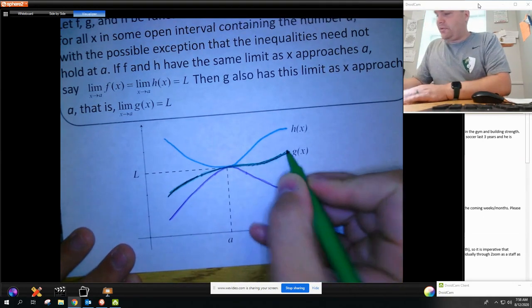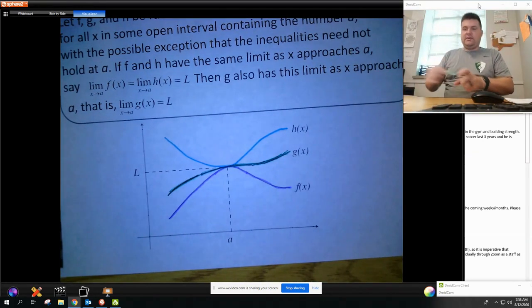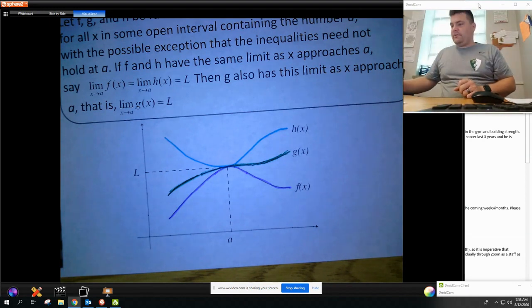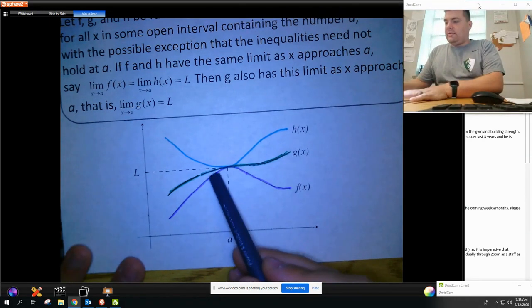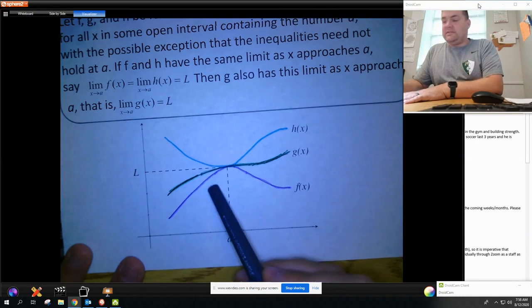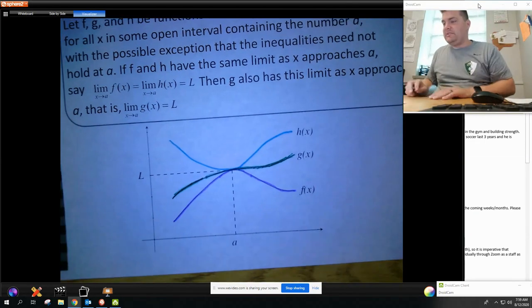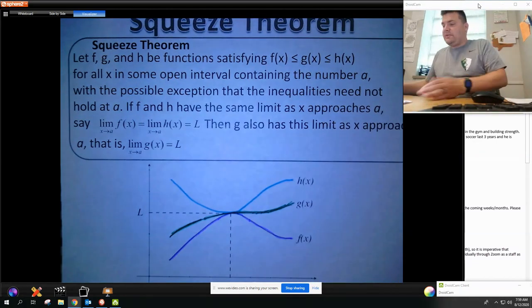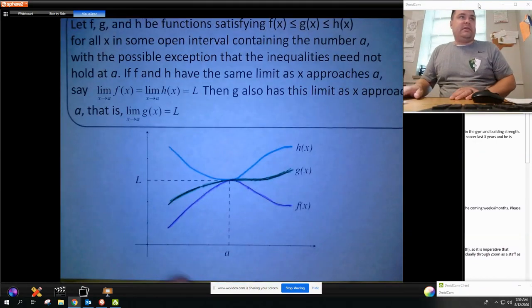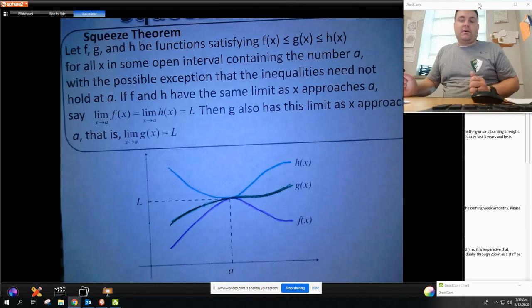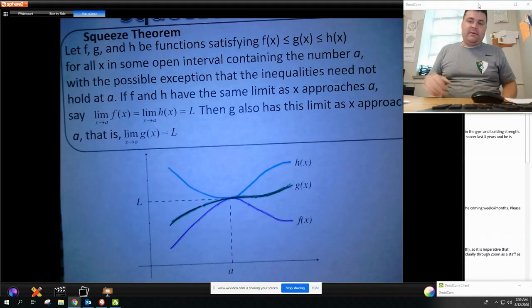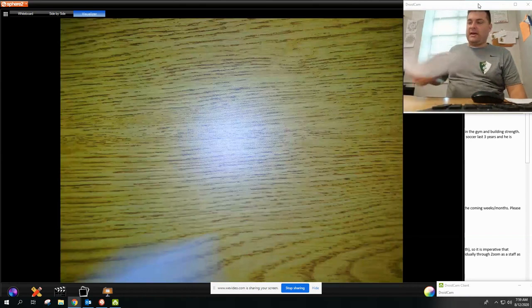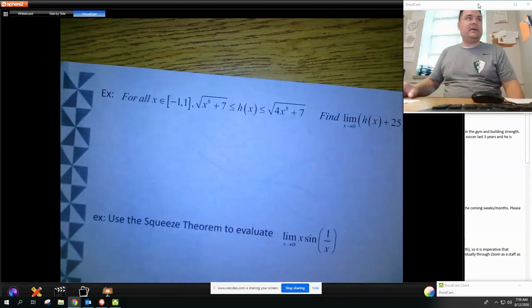So that green one's the one that's in the middle there, saying that if the limit of the top one and the bottom one is the same at this point a, then g is going to be the same as well because of this inequality up here. So that's all the squeeze theorem says. What gets tricky, though, is setting up the squeeze theorem. That's where we can have a little bit of trouble. So let's go ahead and look at what that looks like.